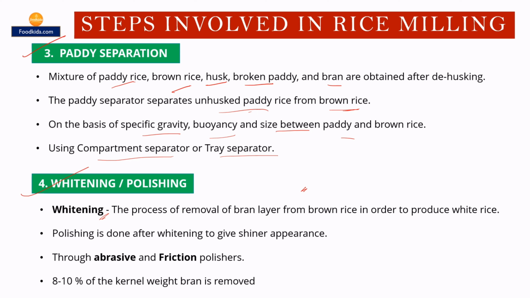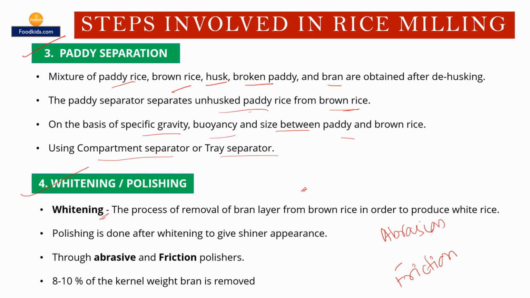So this bran layer is removed from the kernel by applying friction to the grain surface. This friction is provided by rubbing the grain against an abrasive surface or against each other. So the two principles on which the whitening process is done are abrasion and friction. On the basis of these two, grains are forced against each other, which helps to remove the bran layer.